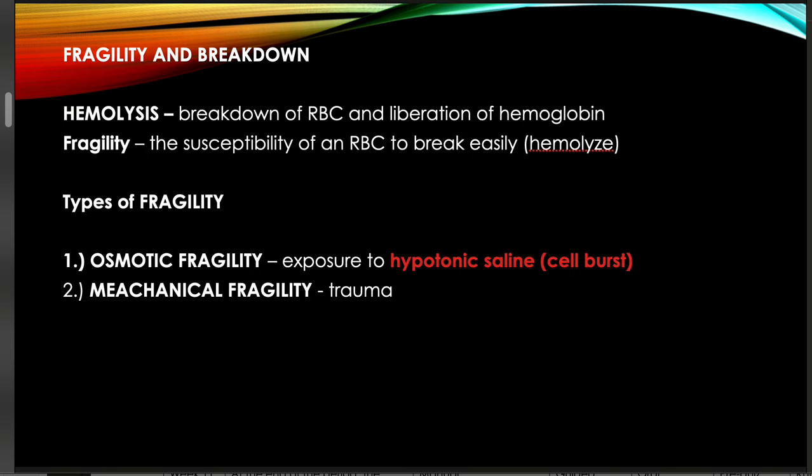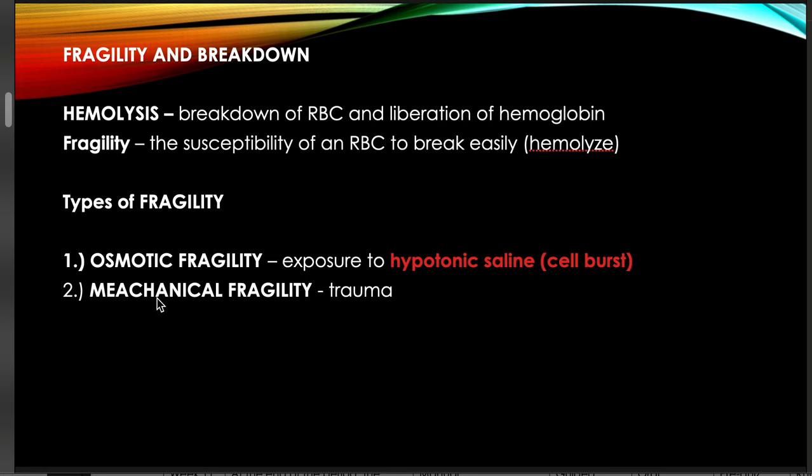Okay, know the term hemolysis. This is the breakdown of RBC and liberation of hemoglobin. Your RBC bursts, so the hemoglobin comes out. Fragility is the susceptibility of an RBC to break easily. This is a measurement of how fragile it is, how easily it hemolyzes.